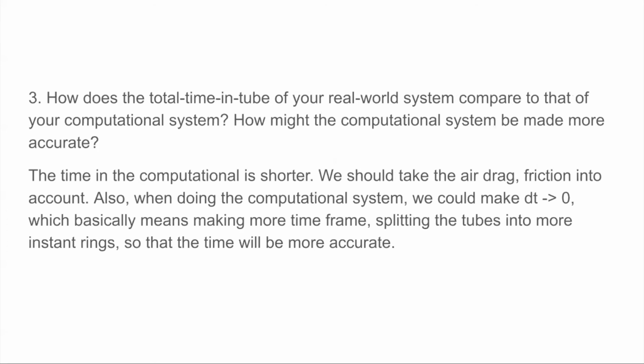The third one: how does the total time of your real world system compare to that of your computational system? How might the computational system be made more accurate? The time in the computational system is shorter. Basically we have two factors. One is real world error, extra forces and extra conditions that we have to think about. And the second one is computational error. We should take air drag and friction into account. Also, when doing the computational system, we could make dt closer to 0, so we'll have more rings. Basically that means splitting the tube into smaller pieces so that the time will be more accurate.